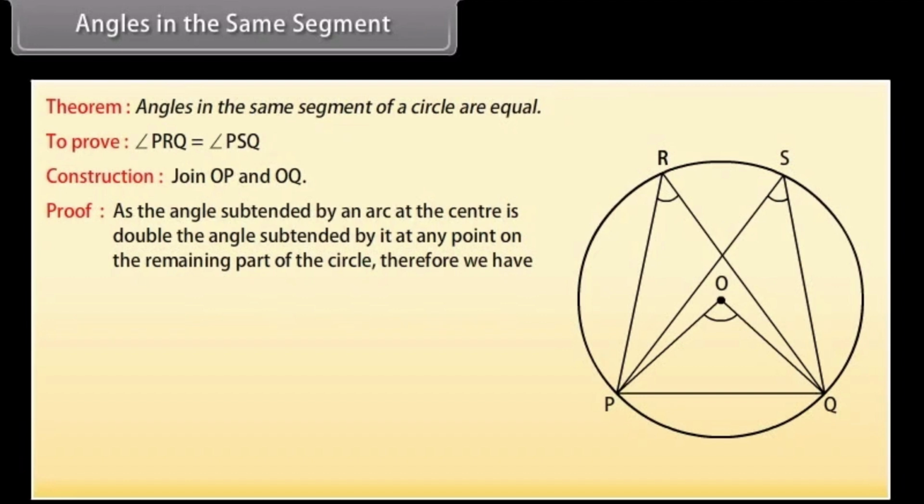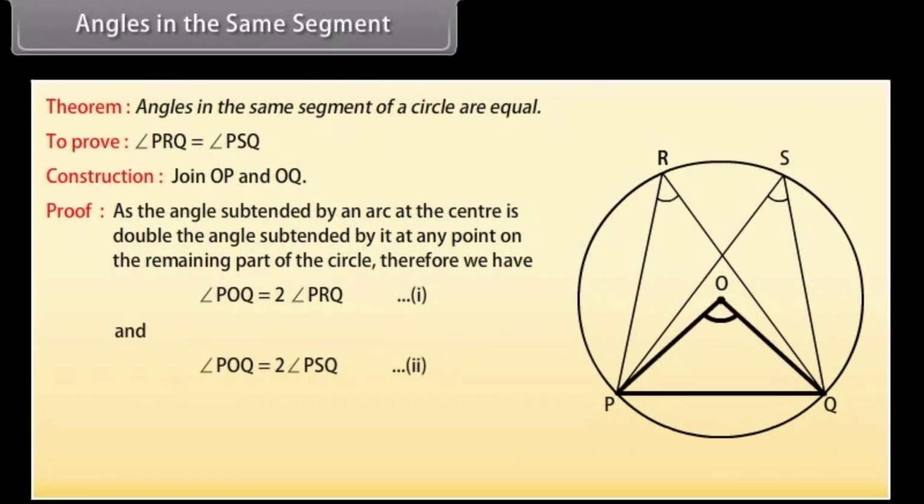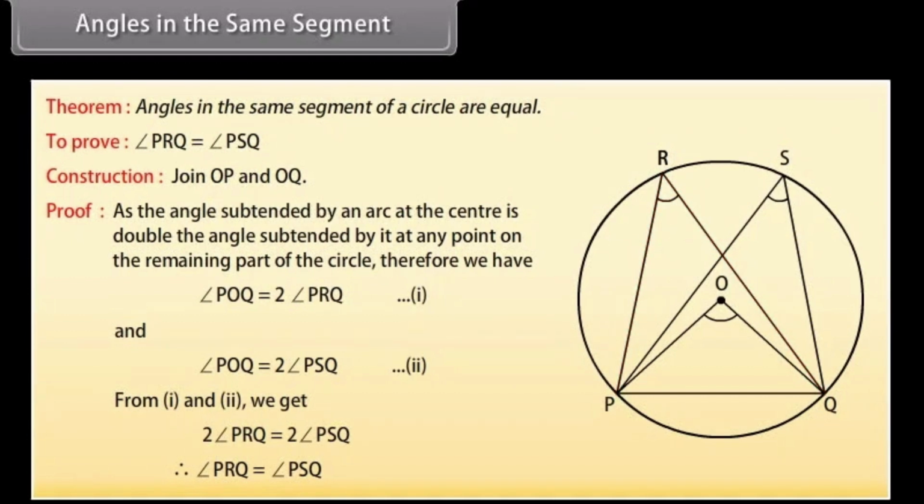Prove: As the angle subtended by an arc at the center is double the angle subtended by it at any point on the remaining part of the circle, we have angle POQ as 2 angle PRQ. Mark it as 1. And angle POQ is equal to 2 angle PSQ. Mark it as 2. From first and second, we get 2 angle PRQ is equal to 2 angle PSQ. Therefore, angle PRQ is equal to angle PSQ.